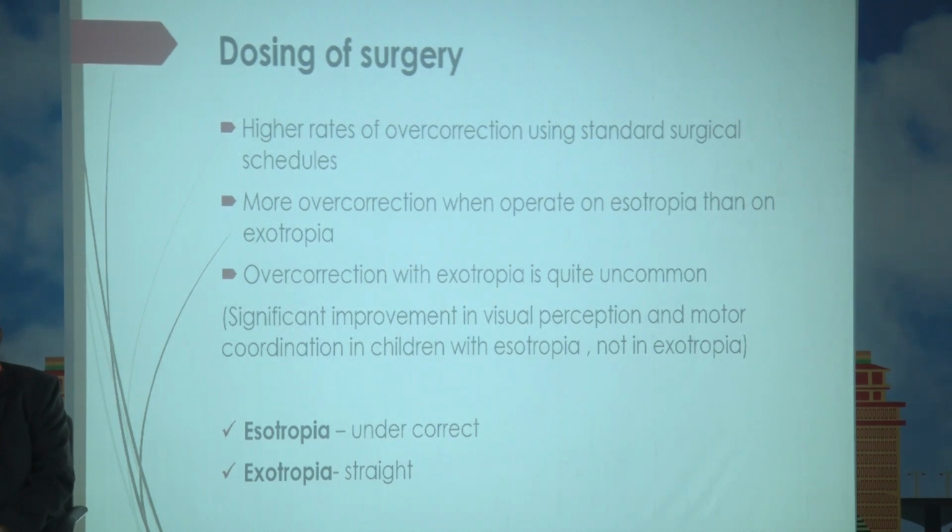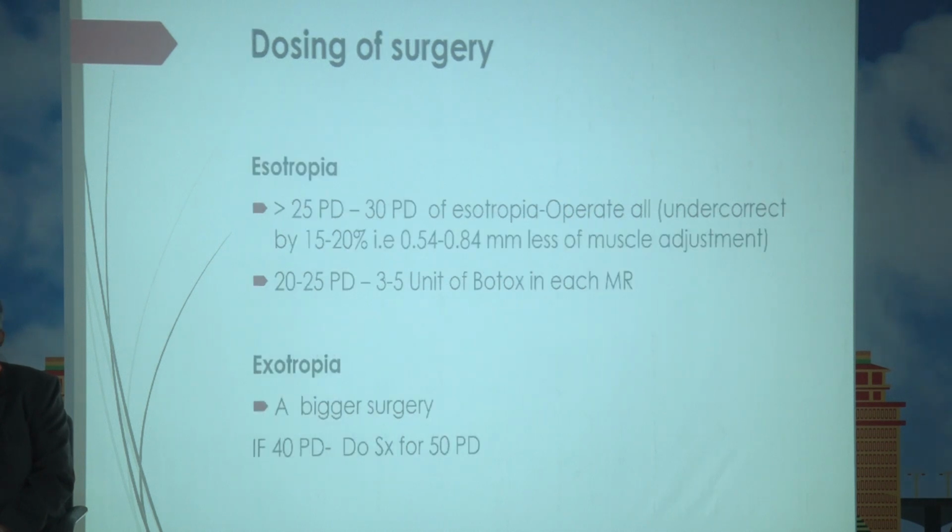We have to do undercorrection, especially when we are dealing with the esotropic cases. For exotropia, we can still go with the standard doses, but not for esotropias. For esotropias, if I'm dealing with an esotropia of more than 25 PDs, I would do an undercorrection of around 15 to 20%. While for less than 20 PDs, if esotropia is there, then we can think of giving just Botox. For exotropia, you can do bigger surgeries.